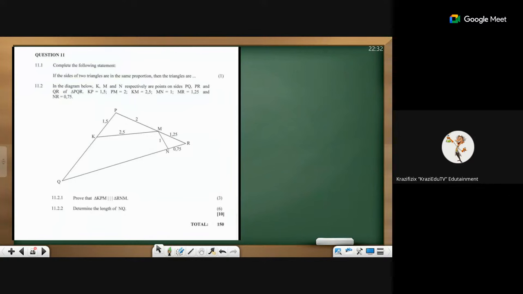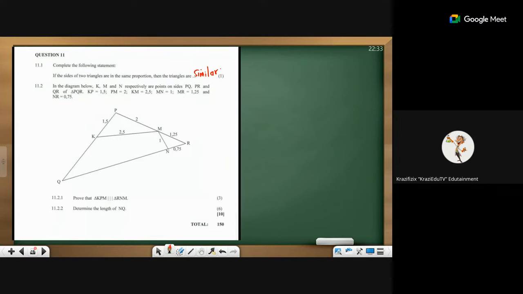Okay, let's look at this question. Who sent me this question? Sent me this question and the last slide as well. Okay, so we're going to do question 8. This one I'm just going to explain to you. I know that this question is a bit of a higher order. Complete the following statement. If the sides of two triangles are in proportion, then the triangles are what? Similar. This is your priority proof.